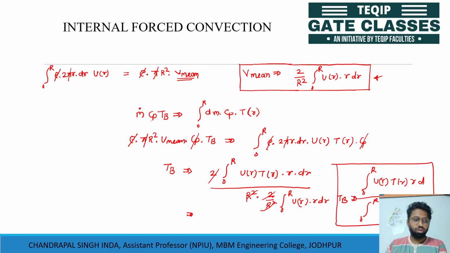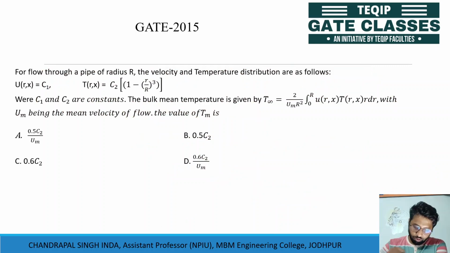Let's have one question based on this topic or concept. This question is based on the concept that we have discussed earlier. The question says that for flow through a pipe of radius r, the velocity and the temperature distribution are as follows. The velocity is equal to a constant.